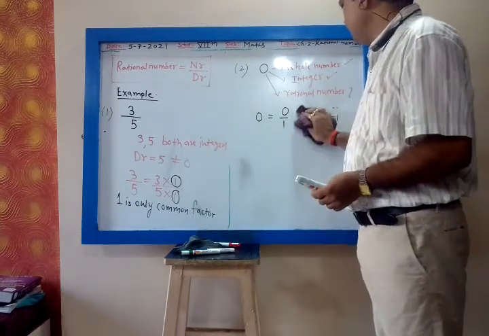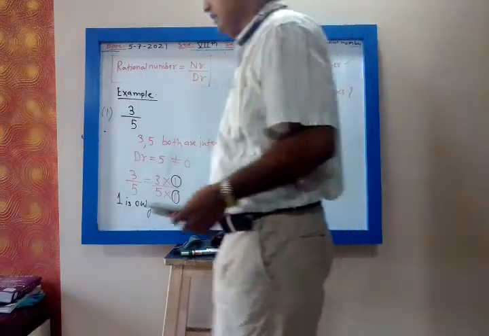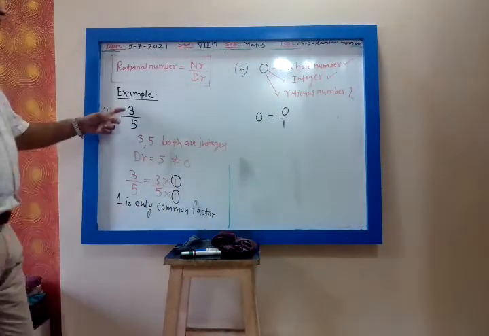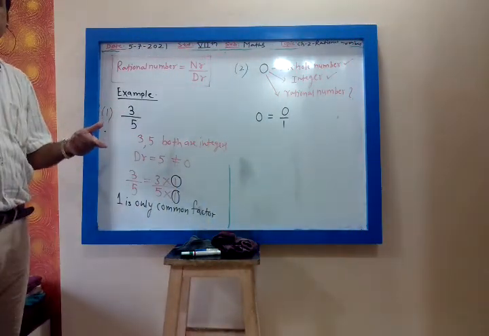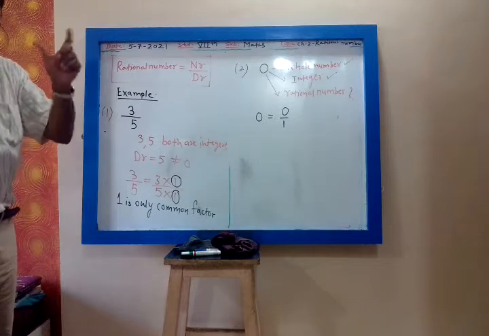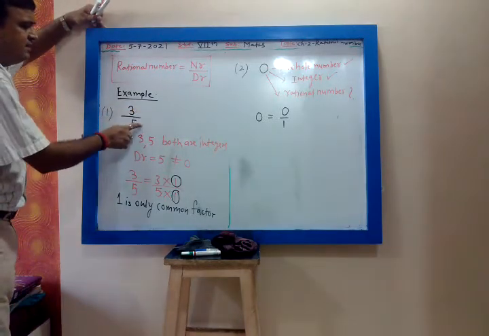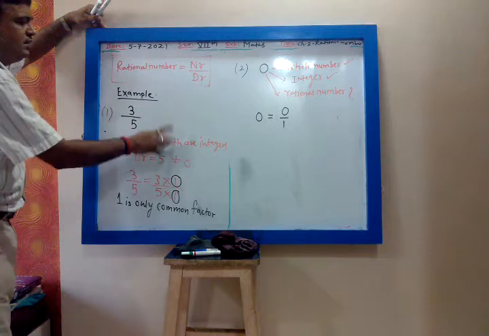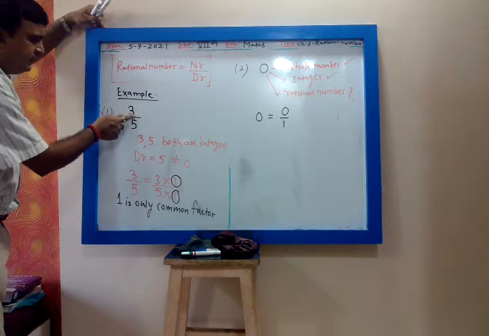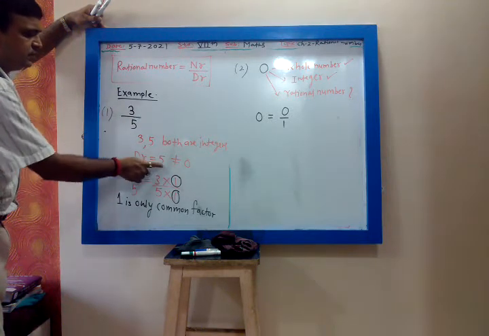Let me explain 3 upon 5. Now the question is whether 3 upon 5 is a rational number. For a rational number, you have to check 3 conditions. What is 3? 3 is a positive integer. 5 is a positive integer. So 3 and 5 both are integers. Second, denominator 5 is not equal to 0.